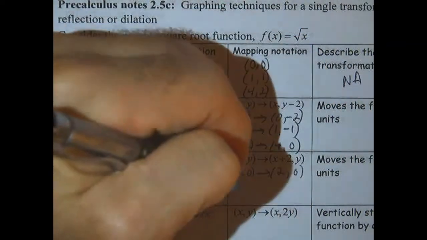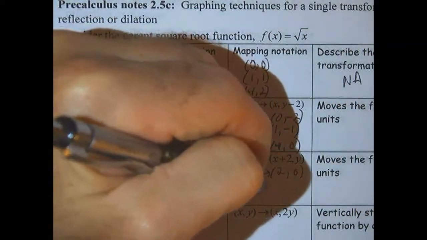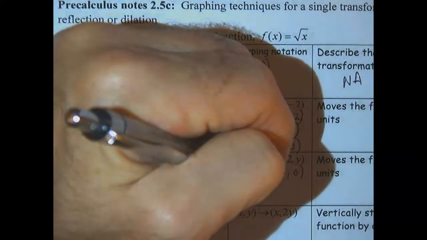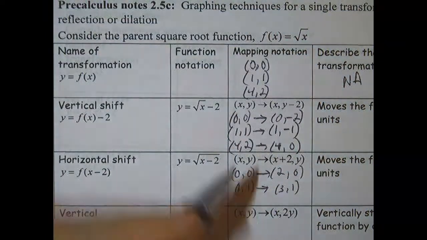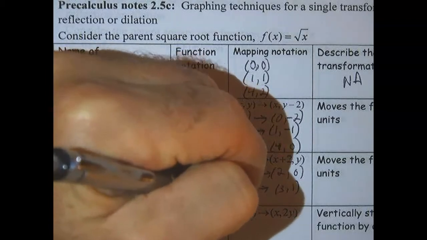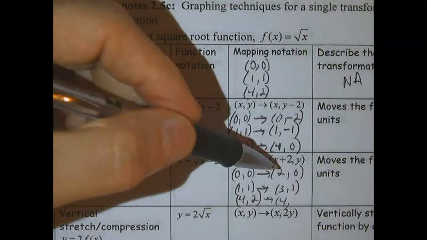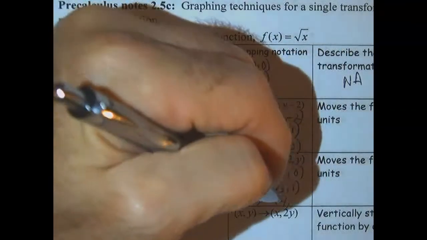So that's going to still be 0. Okay, 1, 1. The x adds 2, so we get 3, and the y doesn't change, so we get 3, 1. And then the other parent point would be 4, 2. The x doesn't change, so it's still 4. And the y now, sorry, the x does change. The x adds 2, so it's now 6.